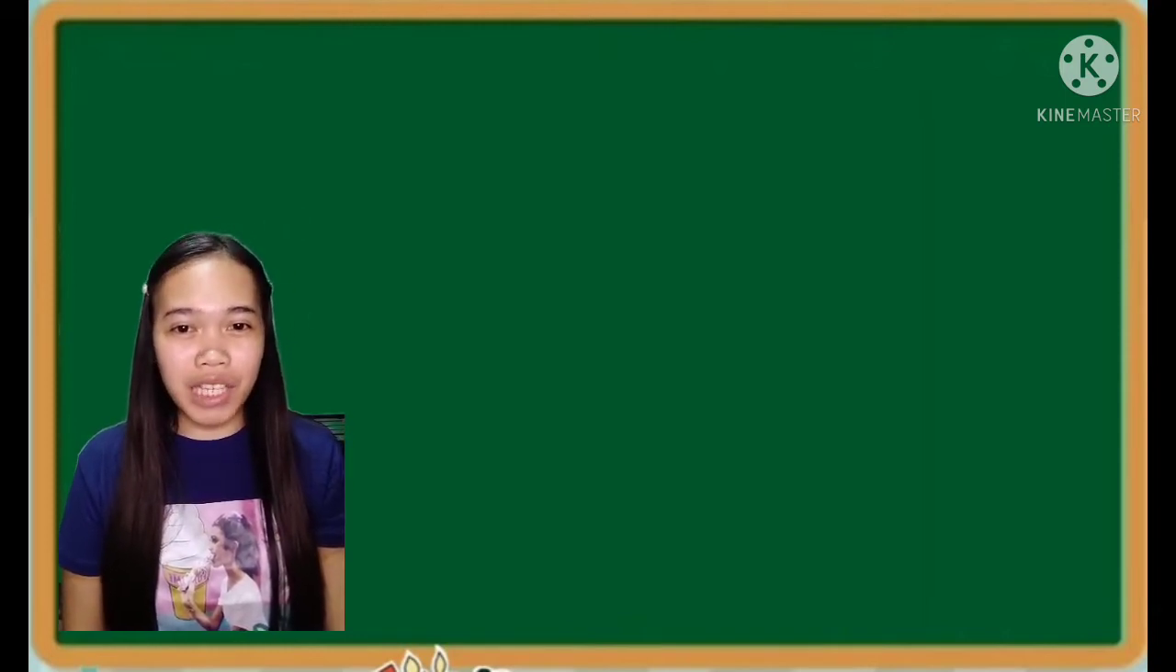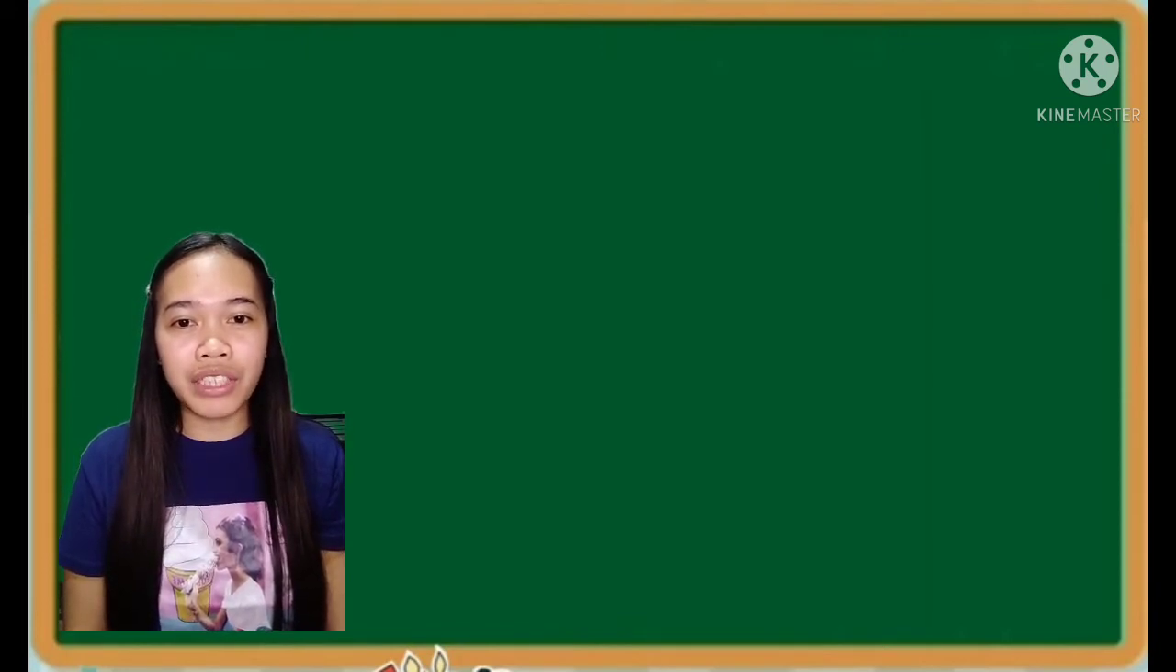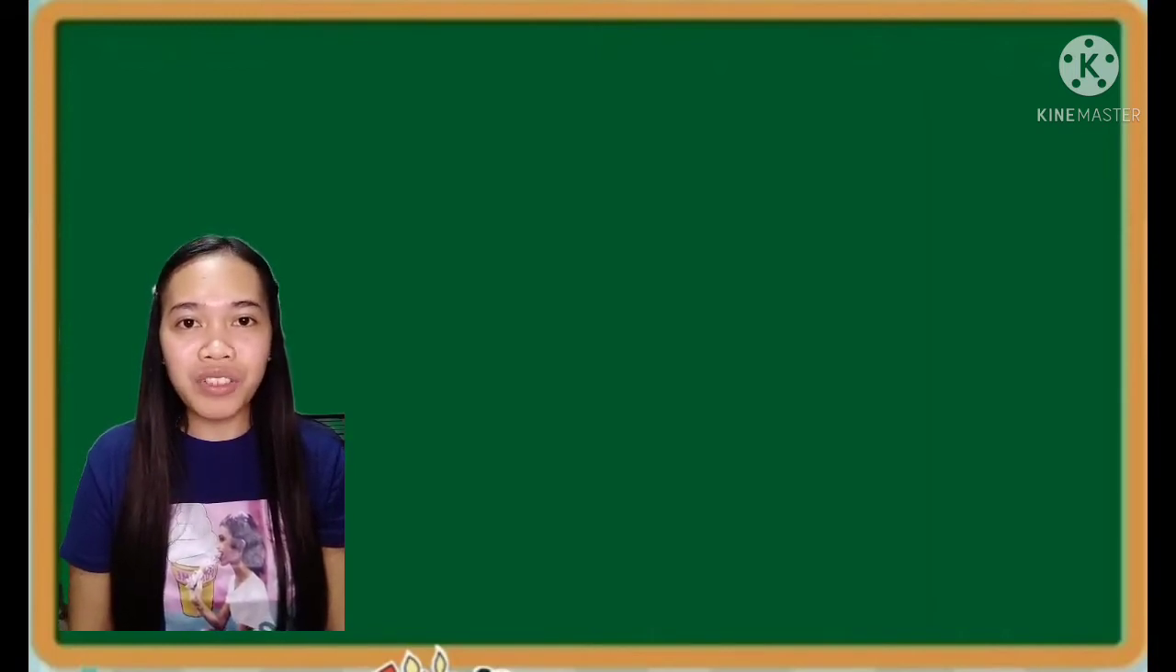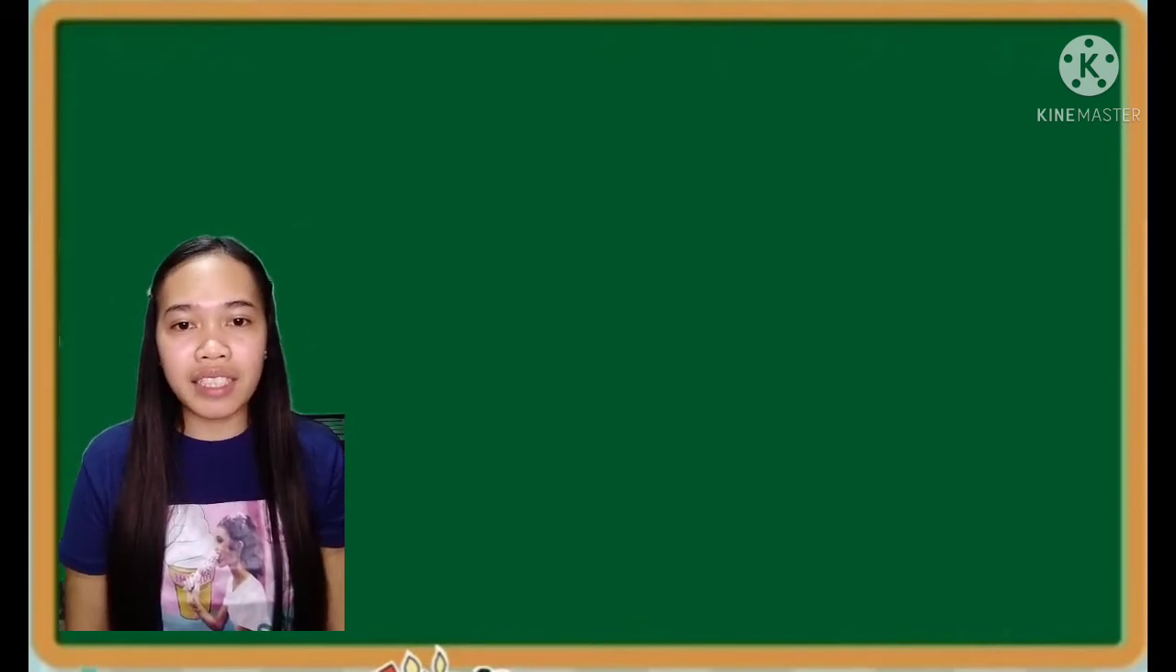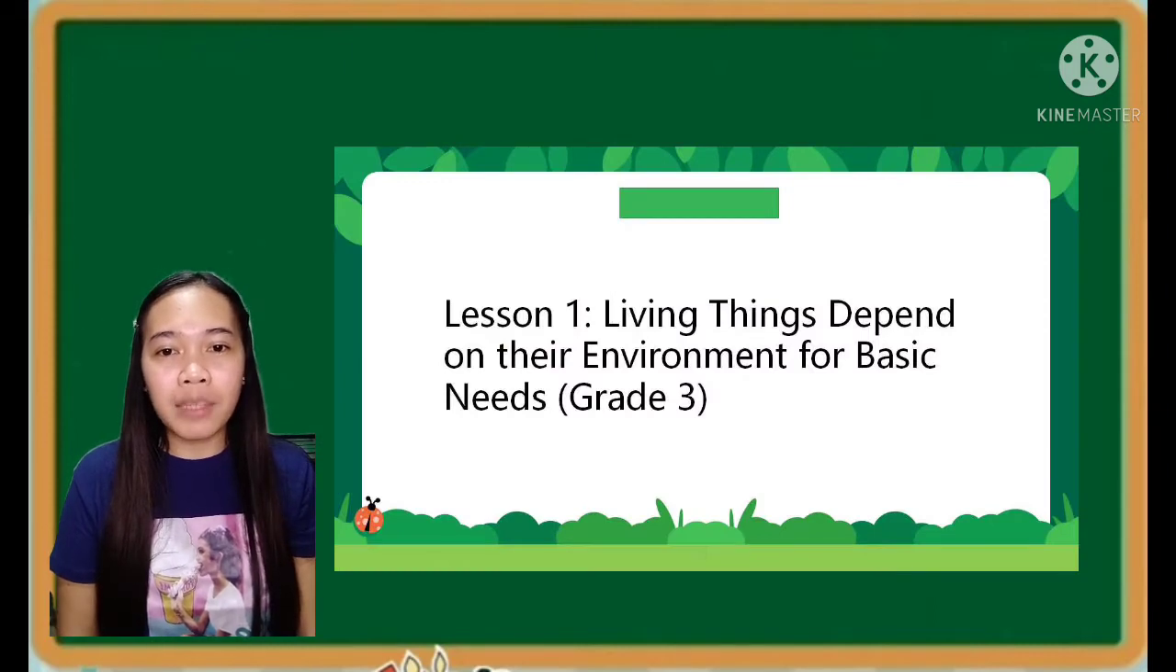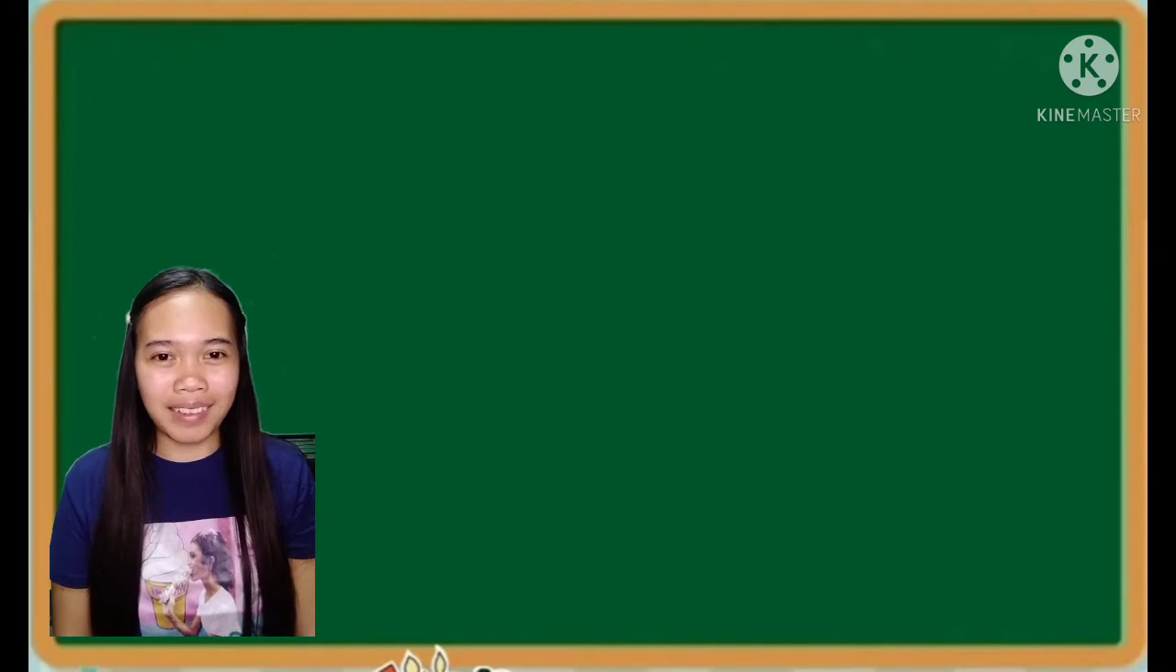So for today's video, I will discuss two lessons. Lesson 1 is all about living things depend on their environment for basic needs, and the second lesson is all about the beneficial and harmful interactions among living things. So in this video, we will learn about our ecosystem. Now, let's discuss first lesson 1 and identify the basic needs of humans, plants, and animals.